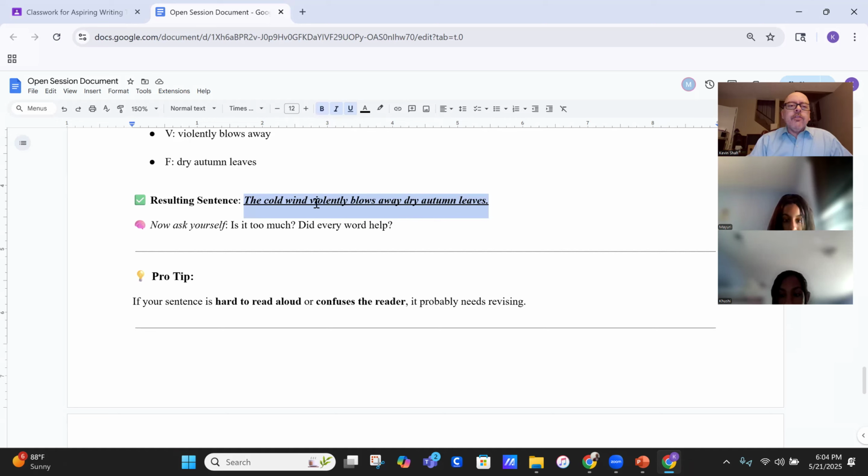So you're just going to focus on one word. Is that word going to be this word? Will it be that word? Will it be this word? You just have to change one word. Maybe like the wind combatively blows away dry autumn leaves. Or the compelling, turbulent wind vigorously.